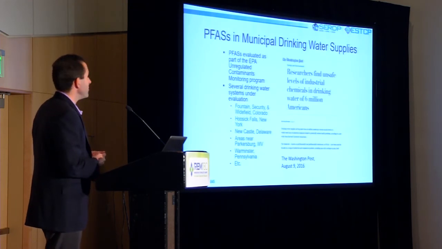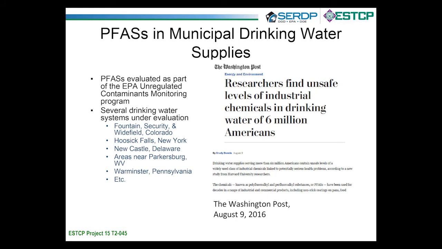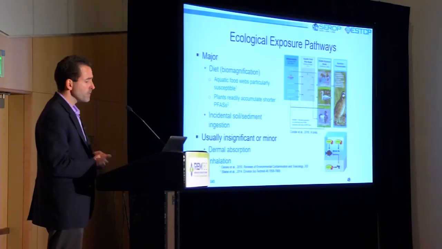Drinking water has been in the press quite often in the past year. This Washington Post article is from August 9th of last year. EPA is looking at this as part of the unregulated contaminants monitoring program in drinking water sources. And there are a lot of detections in drinking water sources. Over 6 million Americans have these compounds at detectable levels in the water. We're trying to understand what this means in terms of risk, management, and possible effects. And there are a lot of drinking water systems that have been shut down or amended or are under investigation right now because of fairly high levels.